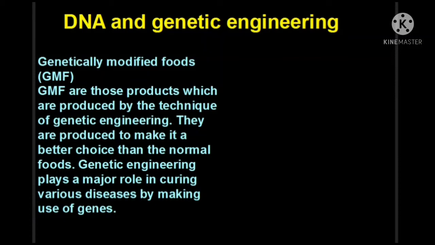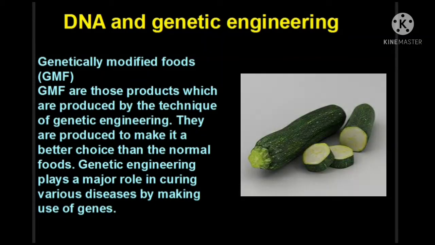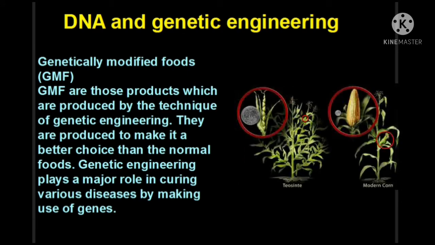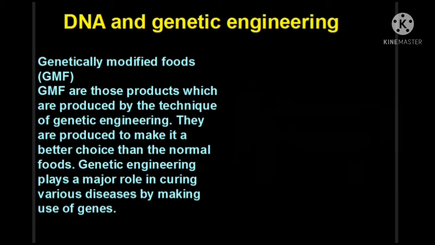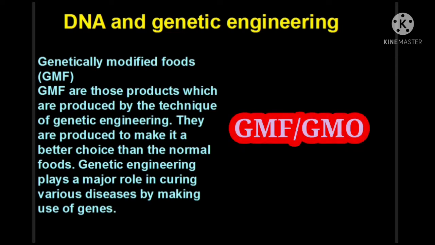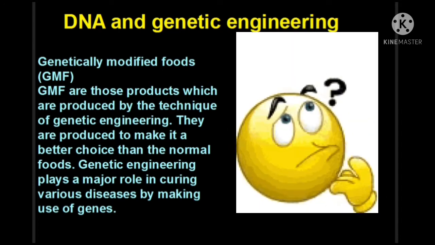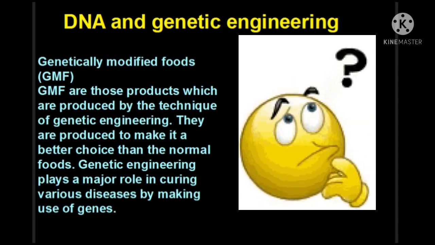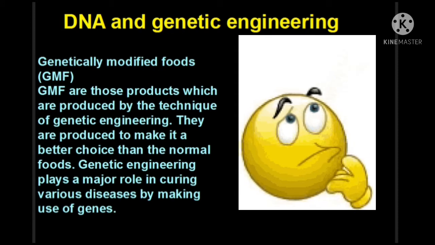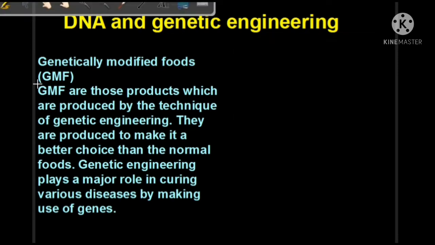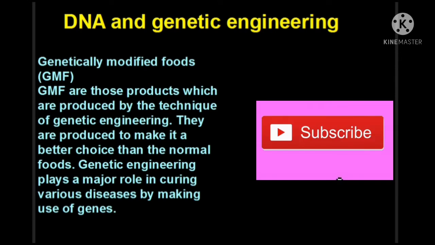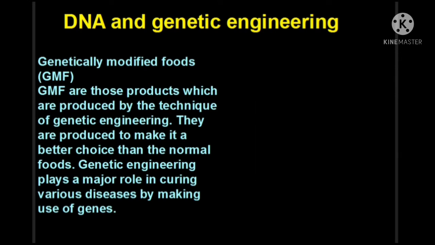Genetically modified foods like zucchini, tomato, corn, soy, etc. are very common nowadays. We find a GMF tag labeled on the cover of some products. What are these products? How are they different from other products? Today in this video, we are going to discuss this. I request you all to watch the video till the end without skipping.